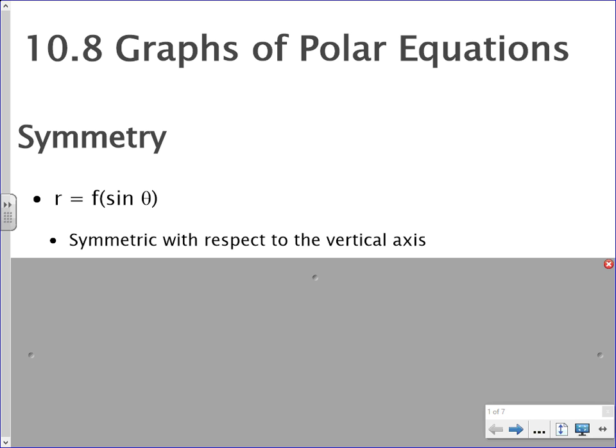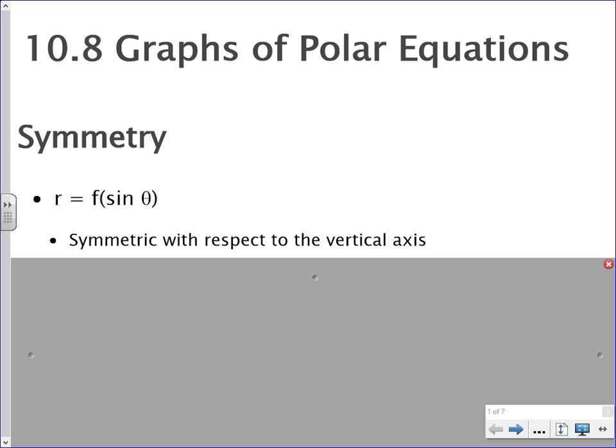I guess I also should say we are going to be graphing some polar graphs today. So if you want some polar graph paper for your notes, I'll leave these up here if you need to come get them.